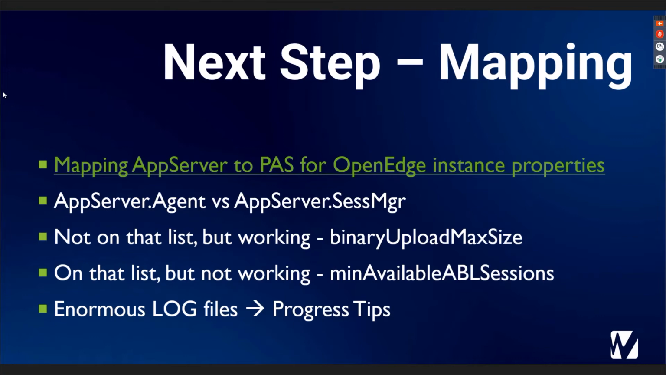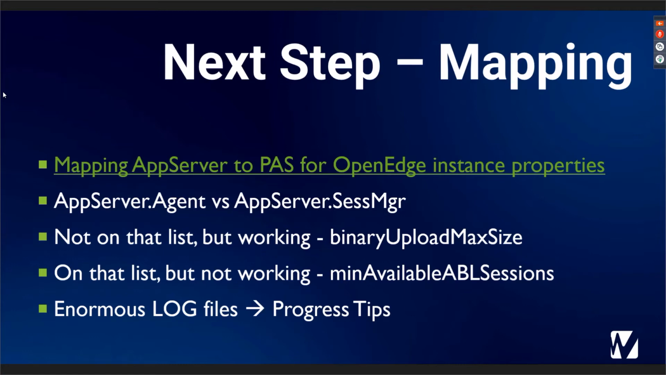And of course, there might be parameters that are not on the list, but actually working. And in this case it was binary upload maximum size. And also there can be parameters that are in that list and they are actually working, but you cannot add them. The solution that I got from Progress was just to add a plus right before the value that I'm defining when calling prop, and it worked.